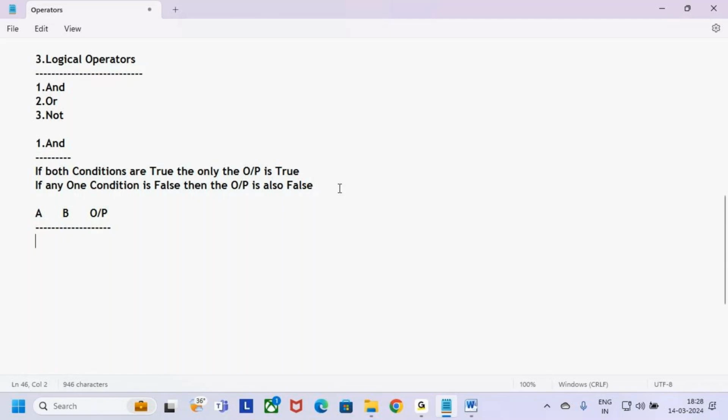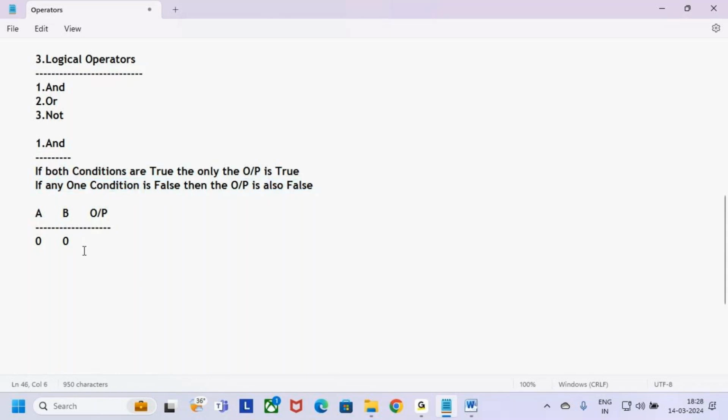Try to understand. First A is my first condition, B is my second condition, guys. The first condition I'm passing here is false. False means 0. The second condition is also false. I said that if any one condition is false, then automatically what is the output?